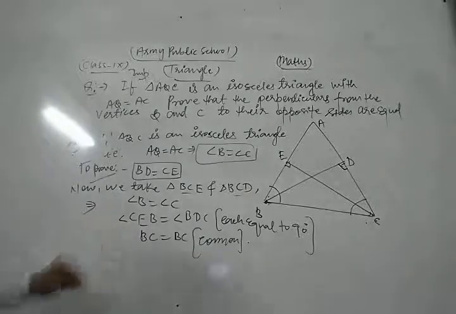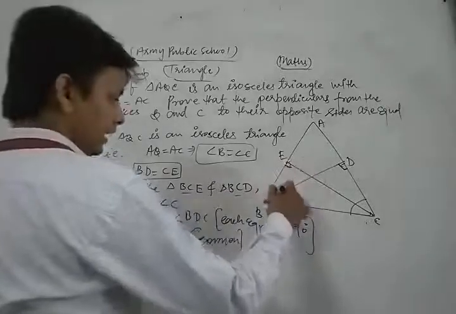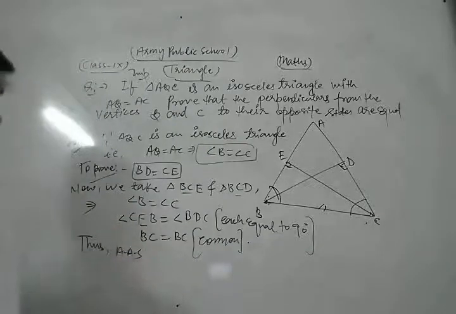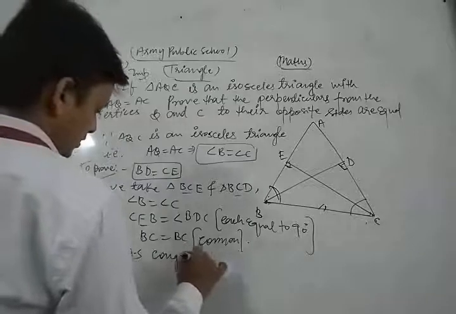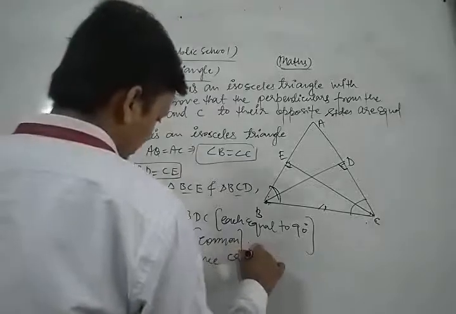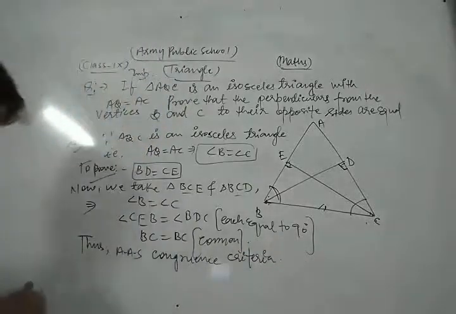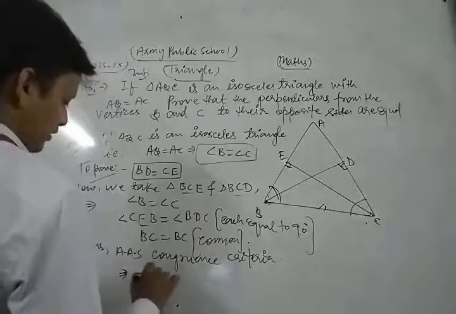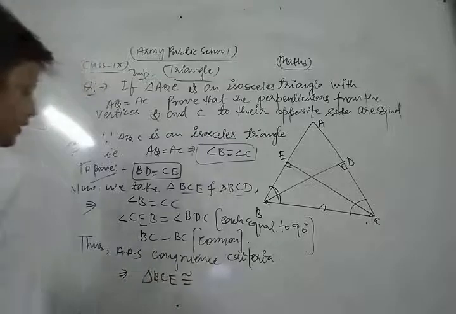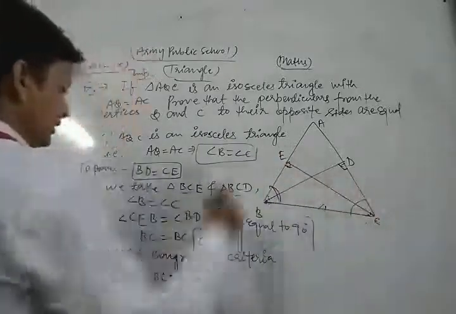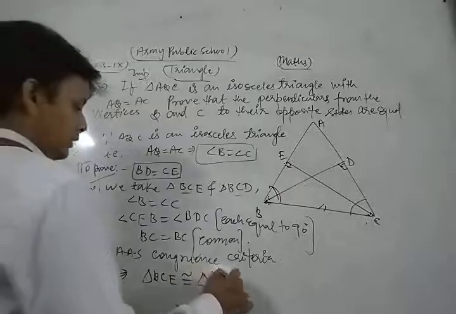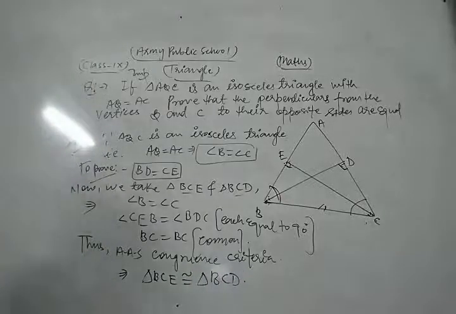Angle, angle, side. Thus, by the AAS congruence criterion, triangle BCE is congruent to triangle BCD, okay.